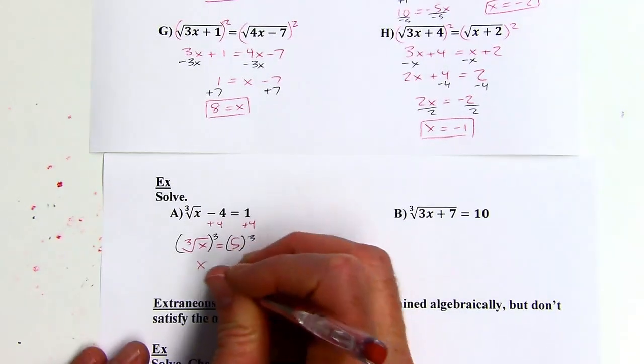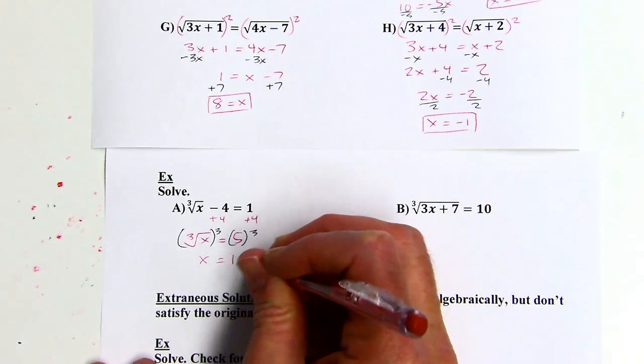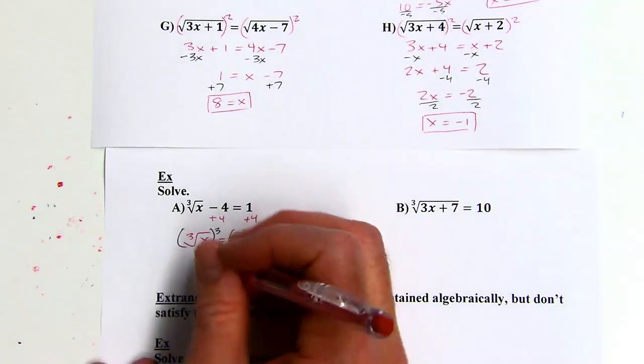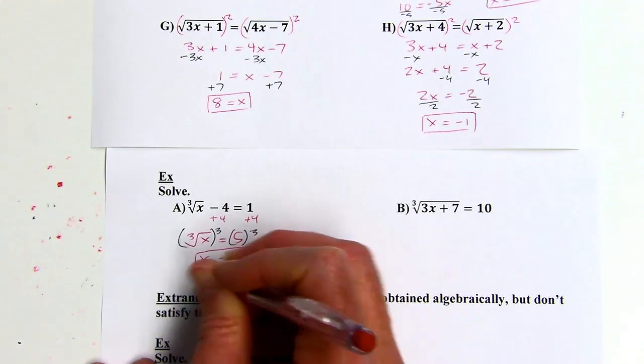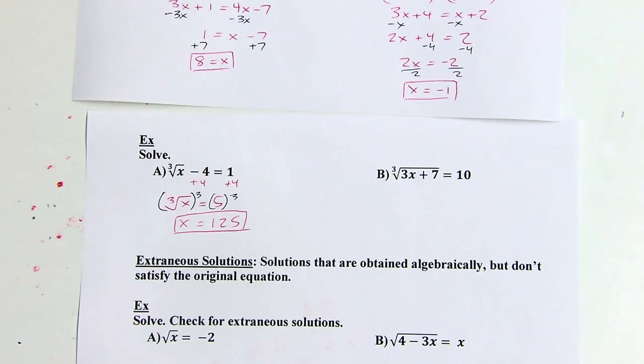So then x is going to equal 5 to the third. 5 times 5 times 5. I'm thinking 5 quarters, that's $1.25. So this would be 125. Okay. All right. And then this last one, the radical is already isolated.